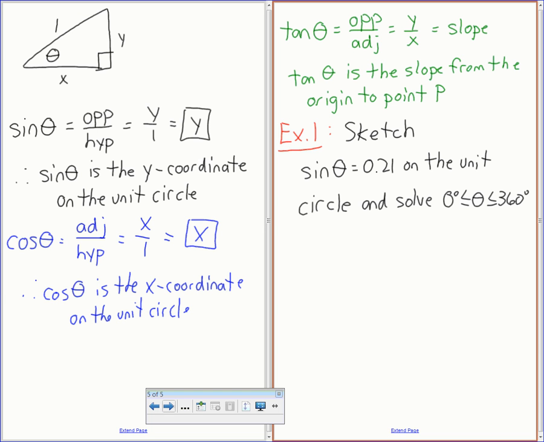All right, this question will appear on your test and also on your assignment, I guarantee. For the other 99% of the class that doesn't remember this, please pay attention to that, okay? So it says, sketch sine of theta equals 0.21 on the unit circle and solve. Now before today you'd probably say, what does it even mean, okay? And even now you might be thinking the same thing, all right?